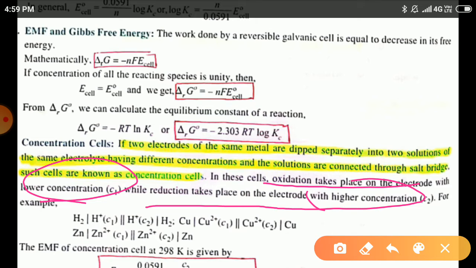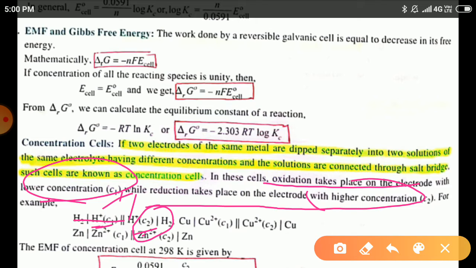For example, here hydrogen gets converted into hydrogen ion at concentration C1. The double vertical line indicates the salt bridge. Hydrogen ion converts into hydrogen molecule at concentration C2. So here concentration C2 is more and concentration C1 is less. So C1 indicates the oxidation reaction and C2 indicates the reduction reaction.